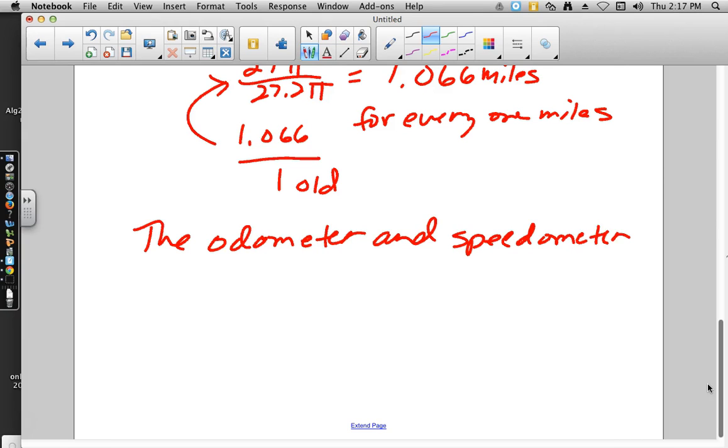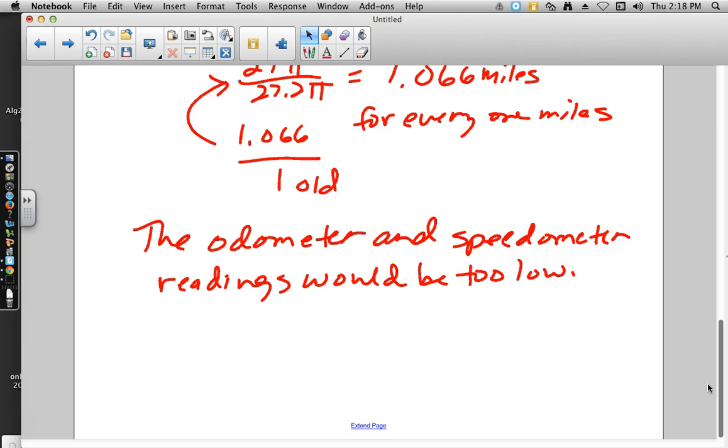Odometer is what keeps track of your miles, you know, how many miles you have on your vehicle. And that's important because when you go to sell your vehicle, that is a big selling point if you have low miles on your car. So the odometer and speedometer readings would be too low. So that's why there are laws about the sizes that you can have on your tires. It's kind of a buyer beware thing. You know, if you see large tires, the vehicle actually has more miles on it than you can read off of the odometer.